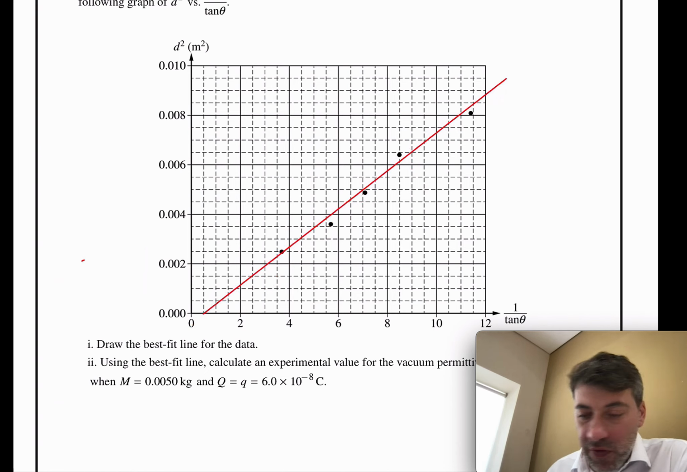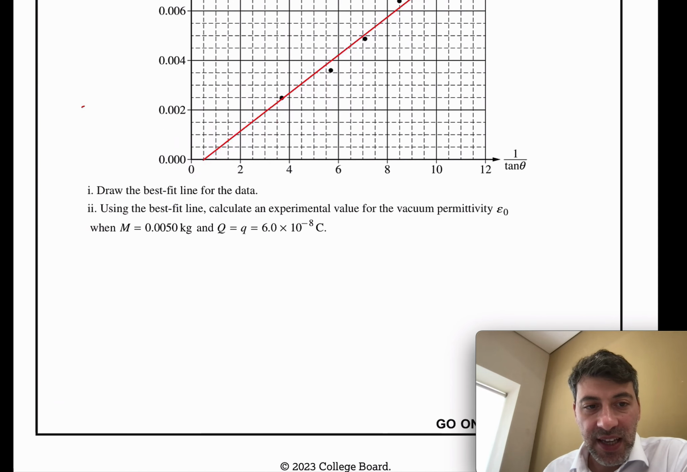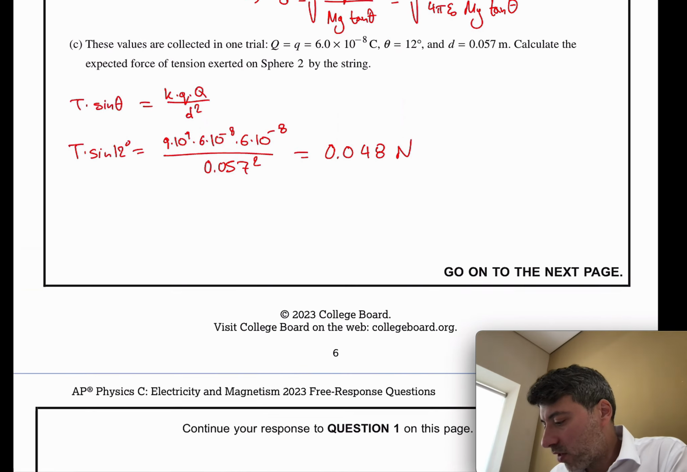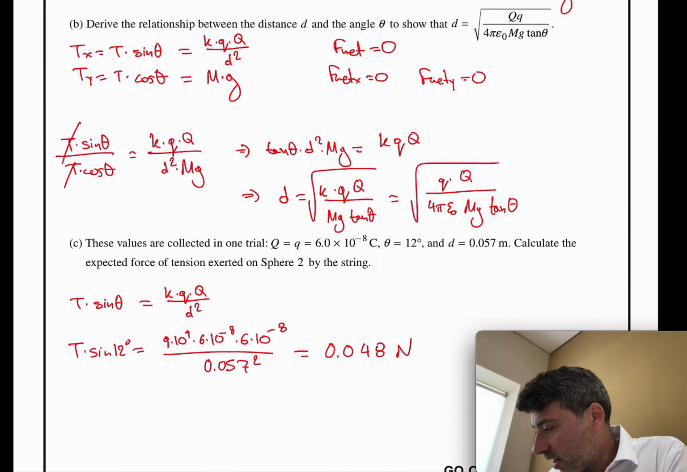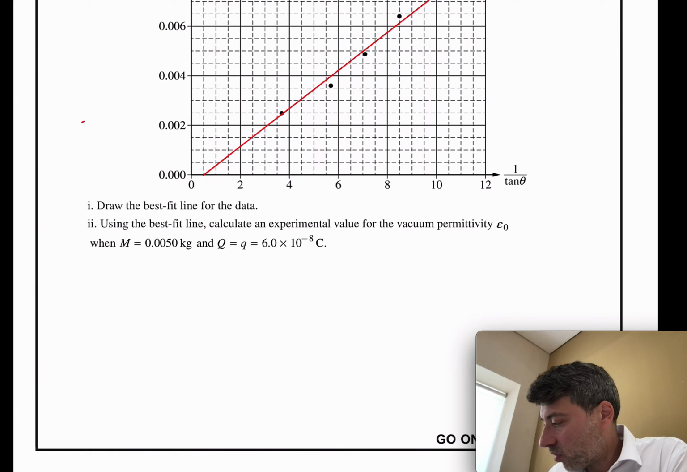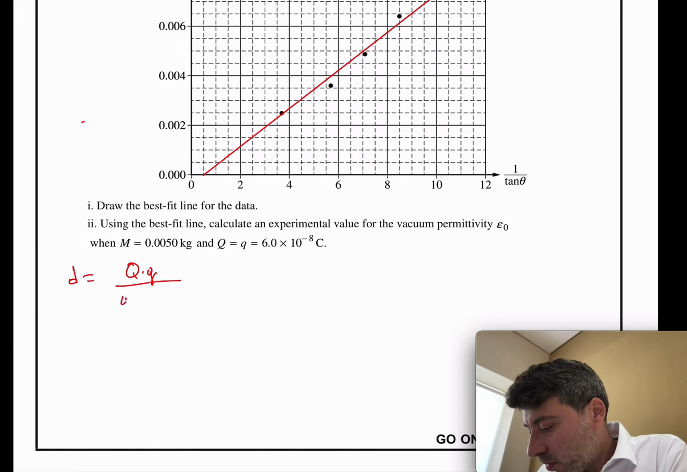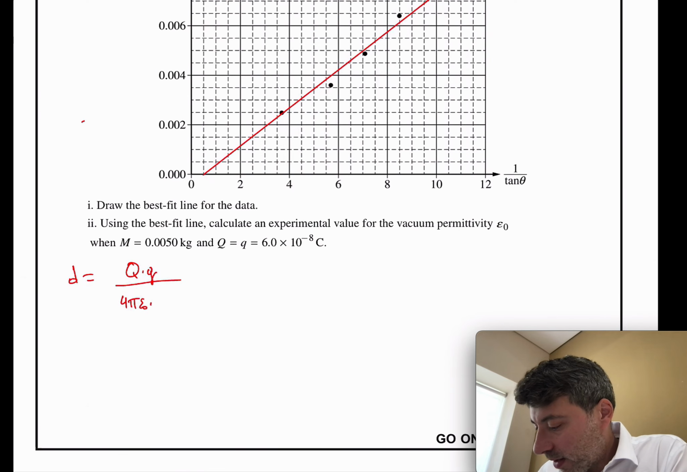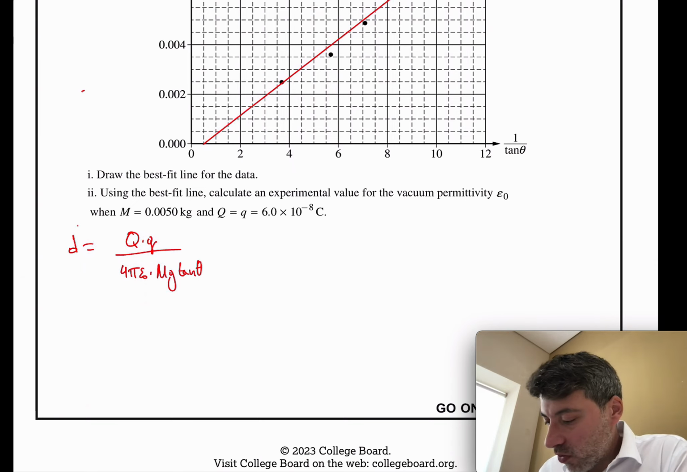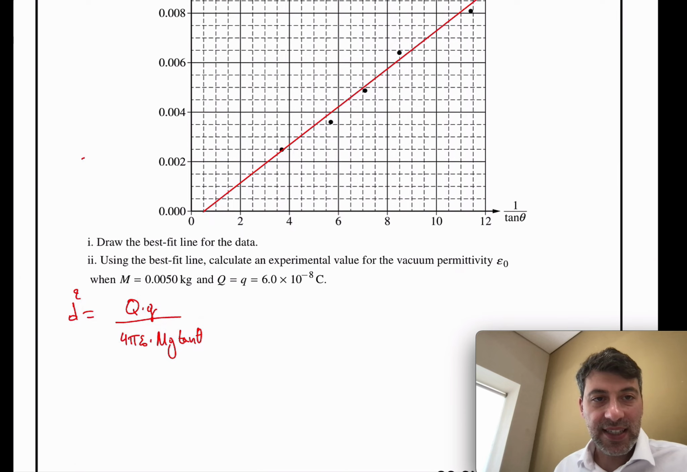But most importantly, we need to figure a value for the magnetic permittivity of vacuum. So we'll go to one of the rules that we proved before. I believe that it will be the final rule that the distance is equal to root of QQ. Let me just write it one more time. The distance is equal root of Q times Q divided by 4 pi epsilon 0 multiplied by mg tan theta. And since we don't want the root, we will have distance to the power of 2. This is the givens.